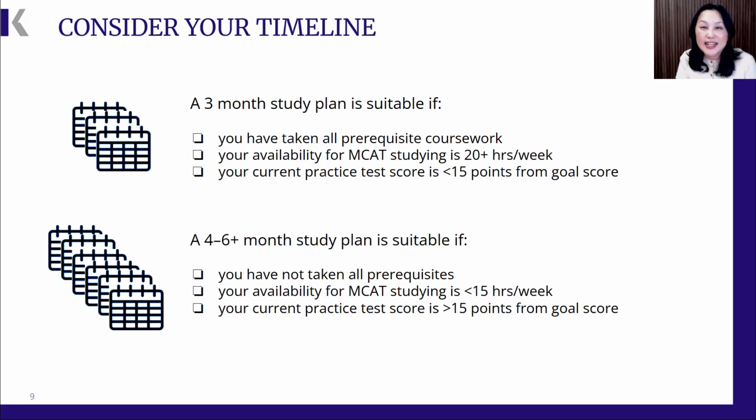So get that data, right? This is again not an indicator. You're not bound by the score that you're getting on your baseline exam, but it is important data to be able to gauge whether or not a certain time span is suitable for your studies.